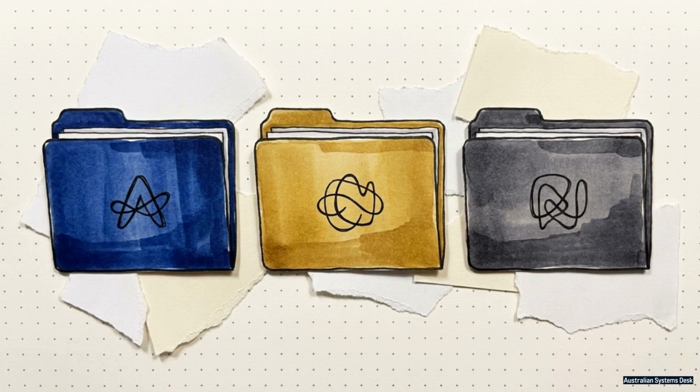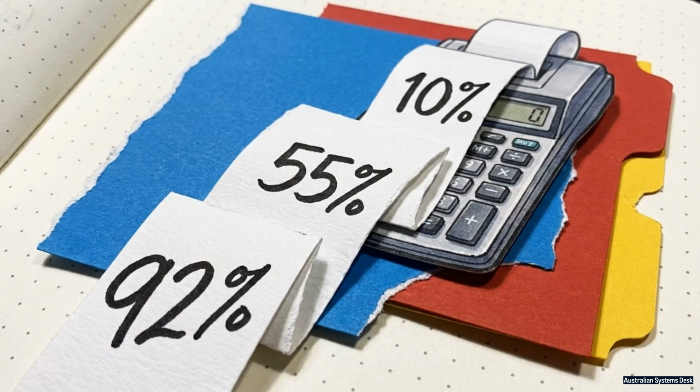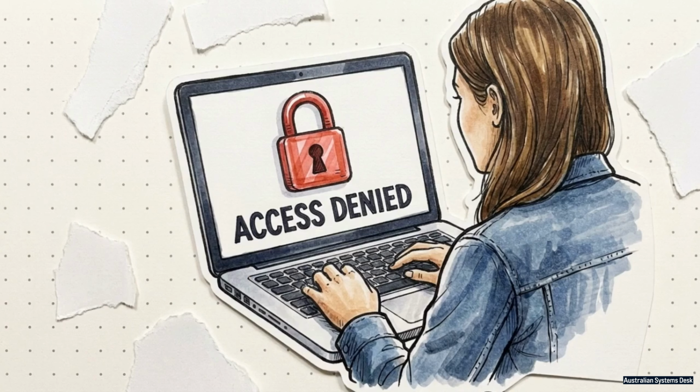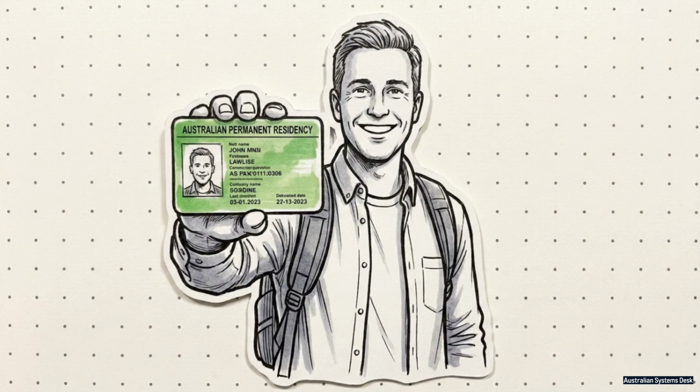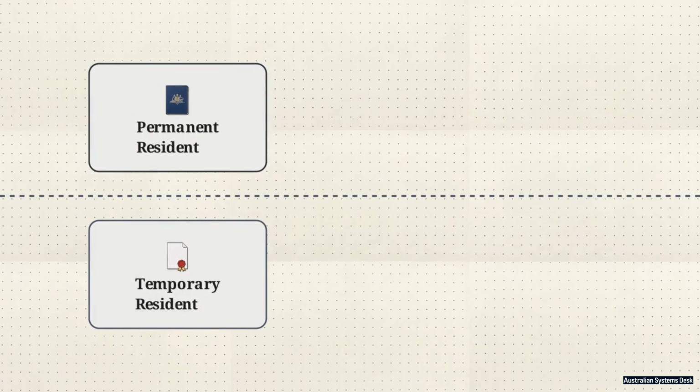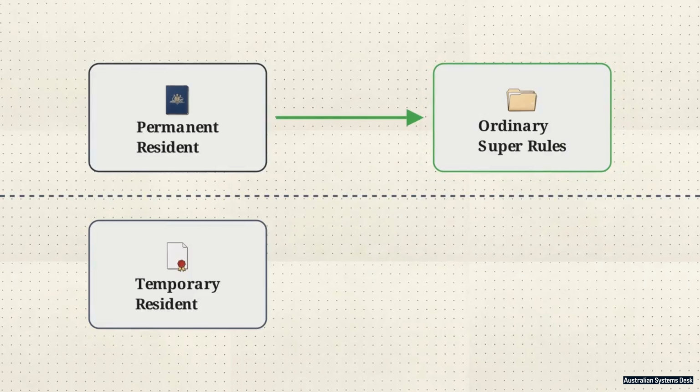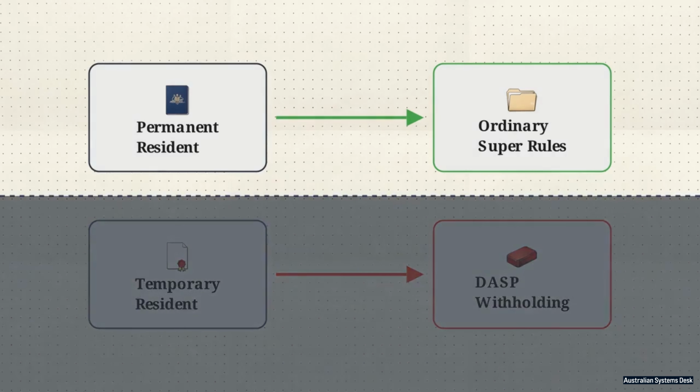Ahmed holds accounts with 3 different super funds. He will need to submit multiple DASP applications, and each fund will calculate its own tax deduction based on the specific composition of its account. May tries to claim DASP from overseas, but her temporary visa is valid for another 5 months. Her claim is blocked until the visa officially ceases. Daniel worked on temporary visas for years, but recently gained permanent residency. Because he is now a permanent resident, he generally falls under ordinary Australian super rules rather than the DASP framework.